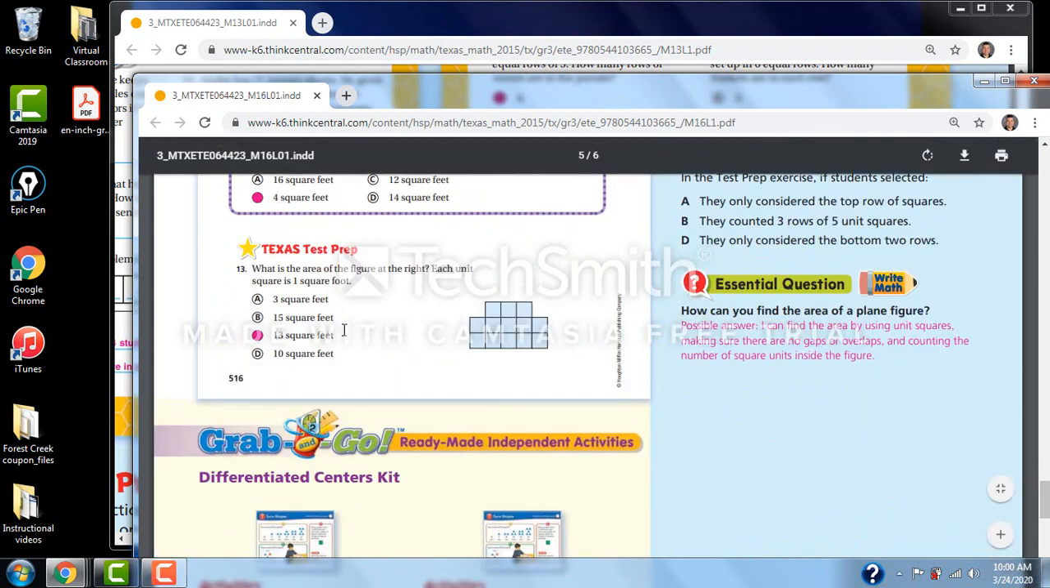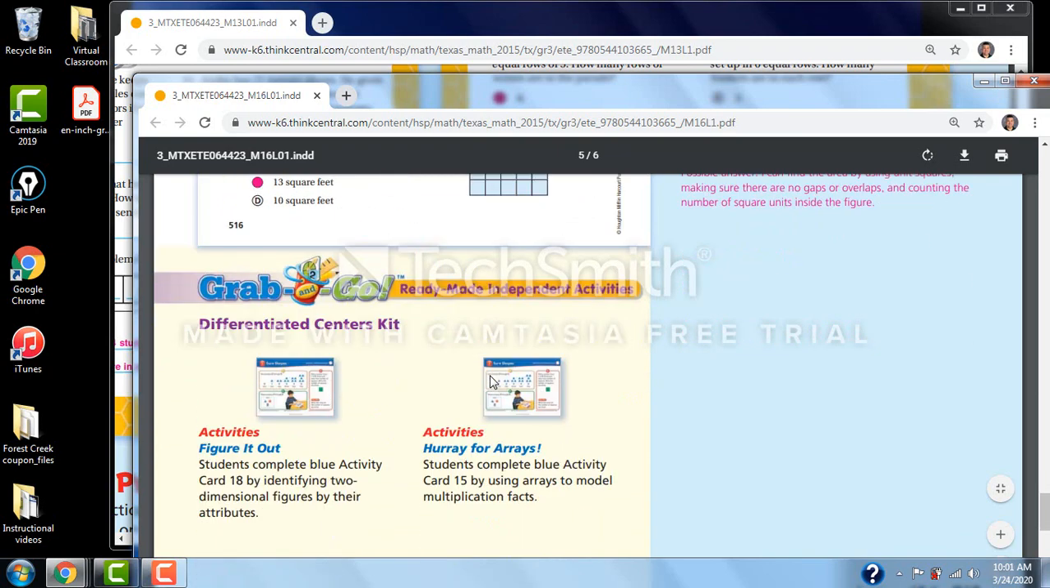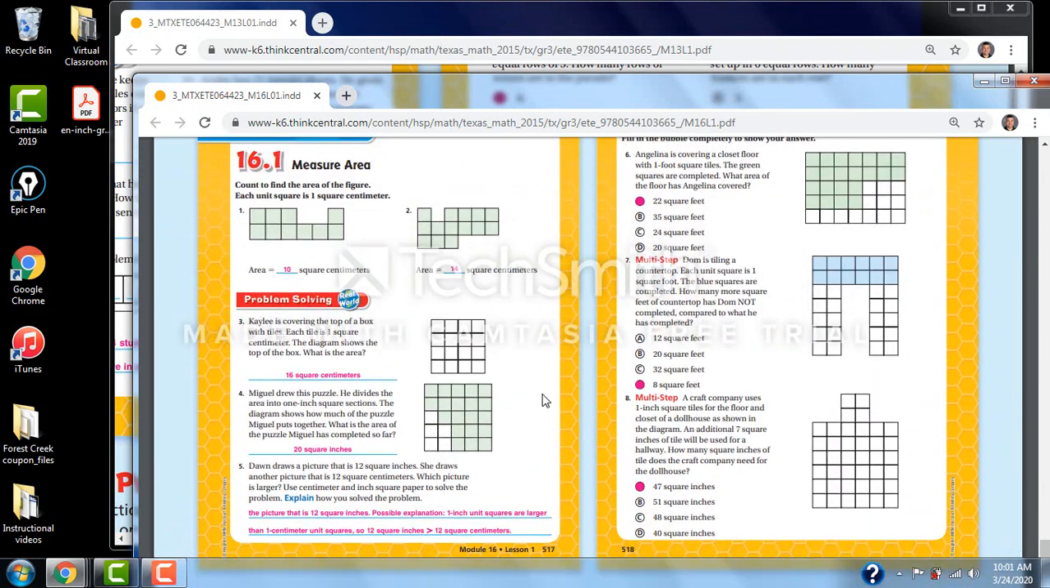Oh, I'm sorry. Number 12. What is the area of the diagram at the right? Again, the easiest way to do it is just count your unit squares. You cannot use length times width because you don't have it all. There's some spaces you're missing here. They have to be equal. So let's go on to your questions.